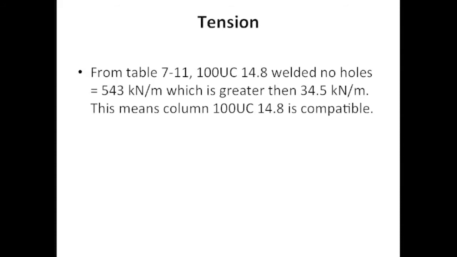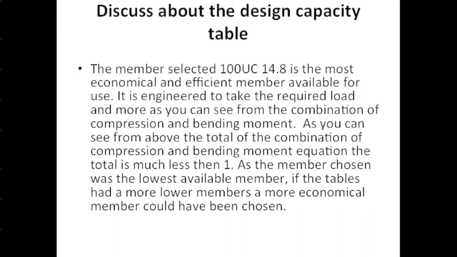Tension for the columns. Tension from table 7.1, 100 UC 14.8 welded no holes equals 543 kilonewtons, which is greater than 34.5. This means column 100 UC 14.8 is compatible.